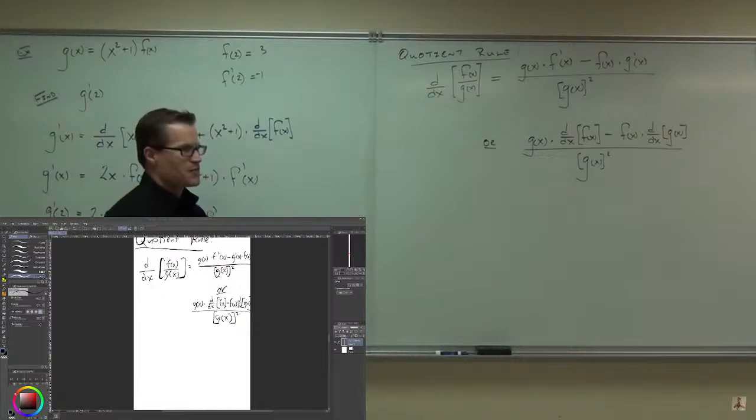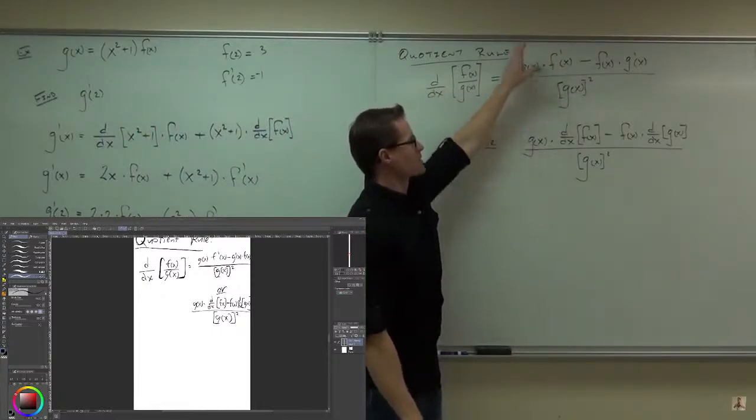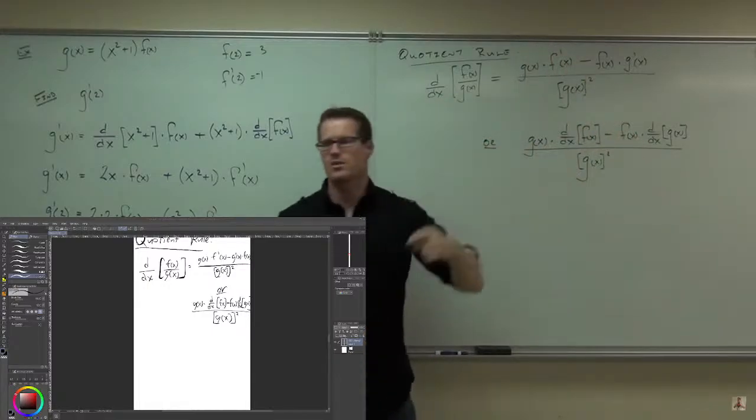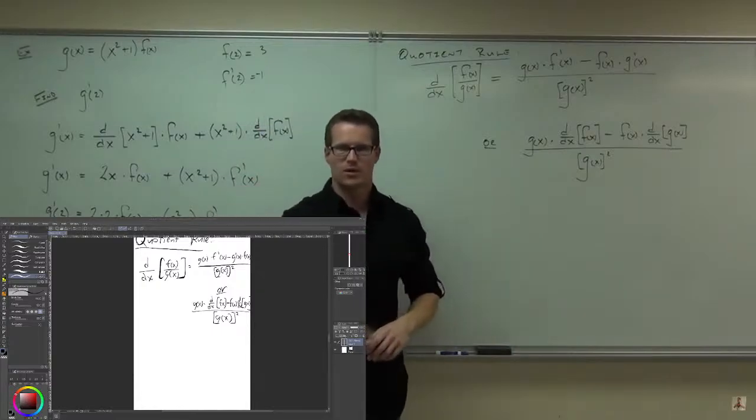Derivative of the bottom times the top, or the bottom times the derivative of the top, minus the top times the derivative of the bottom, all over the bottom squared. That's really what you're doing. Low D high minus high D low, square the bottom, away you go.